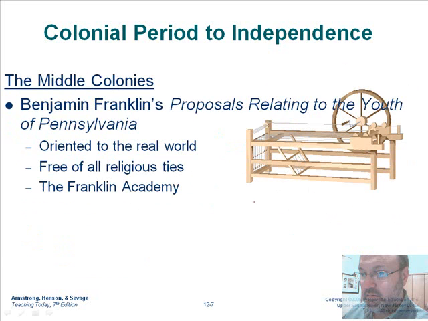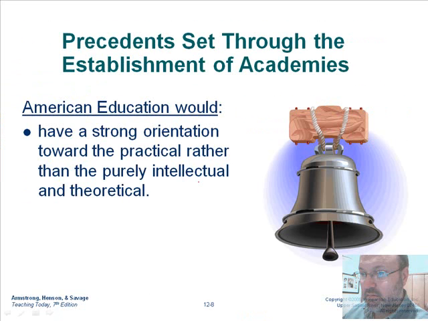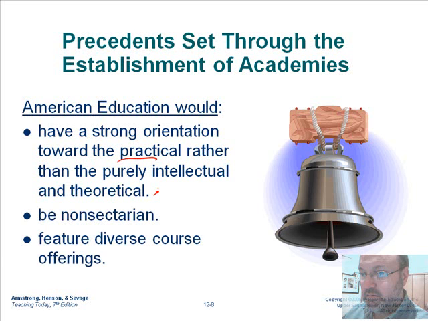And then there was Ben Franklin. His proposal related to the youth of Pennsylvania. He wanted them to be oriented to the real world, free of religious ties, and so he started what's known as the Franklin Academy, a continuation of school as a secondary school. Here's what he thought it should be: a strong orientation towards practical rather than purely intellectual and theoretical things. Do you remember, prior to that, they thought school should be preparing for Harvard, for religion, and those types of things. He wanted it to be non-sectarian, not religious-based, and he wanted a whole bunch of diverse course offerings. The more diverse it was, the more practical it would be. So that would be the Franklin Academy.